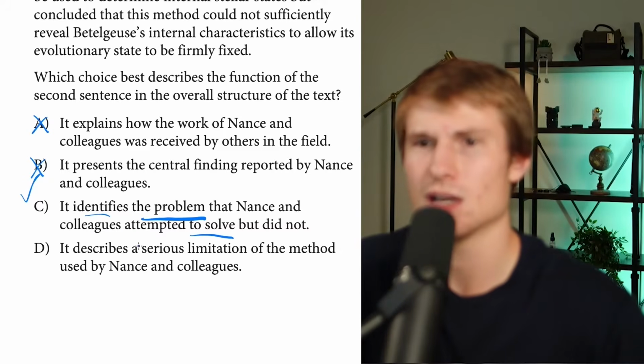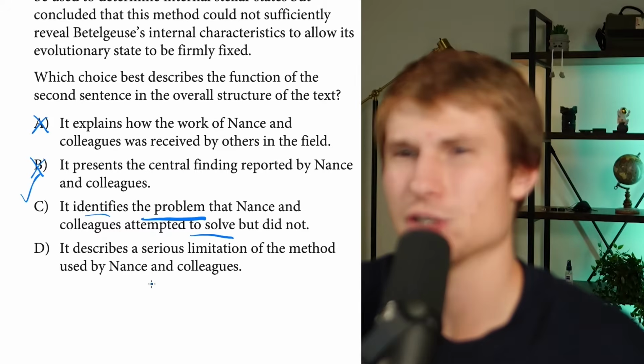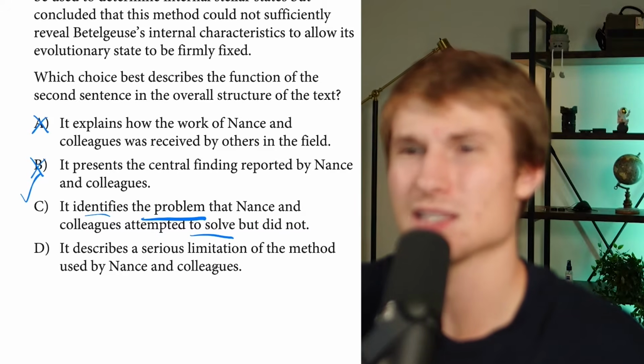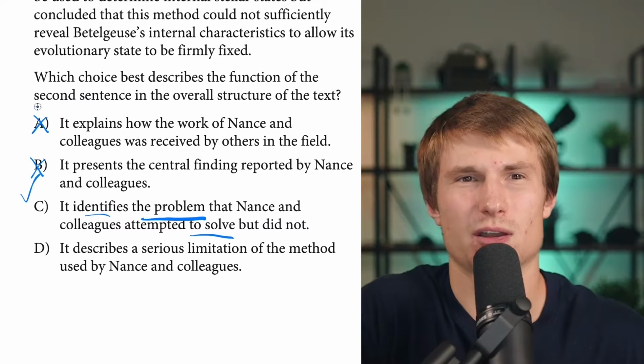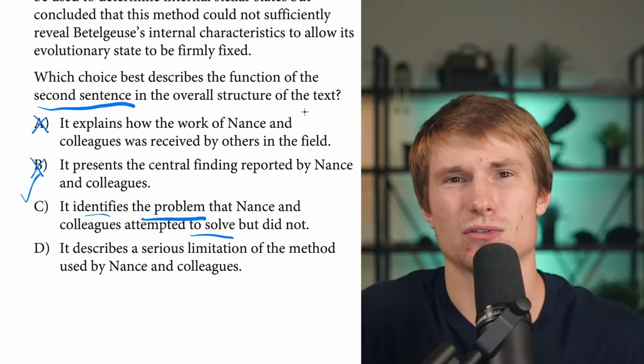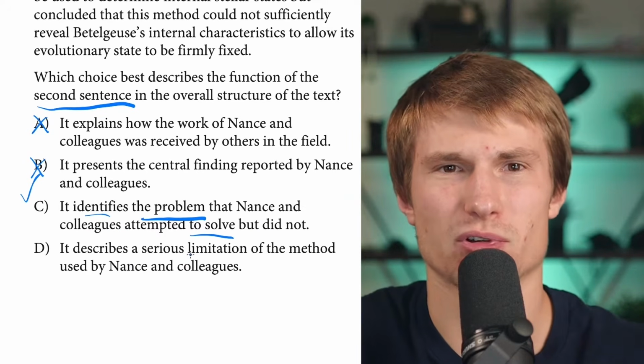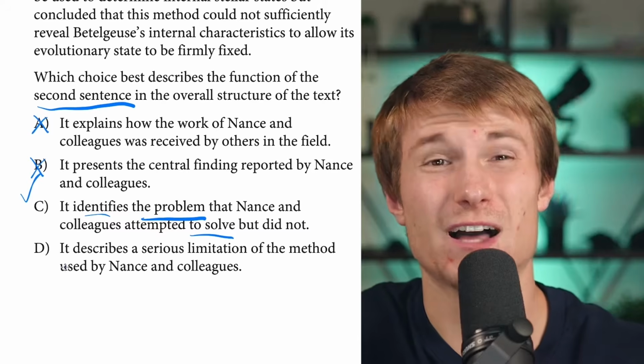If we take a look at D, it describes a serious limitation on the method used by Nance and colleagues. That's not the function of the second sentence. Keep in mind, you need to pay attention to the function of the second sentence in the overall structure of the text. I think D would be more applicable to sentences that follow the second sentence, but not the actual second sentence.